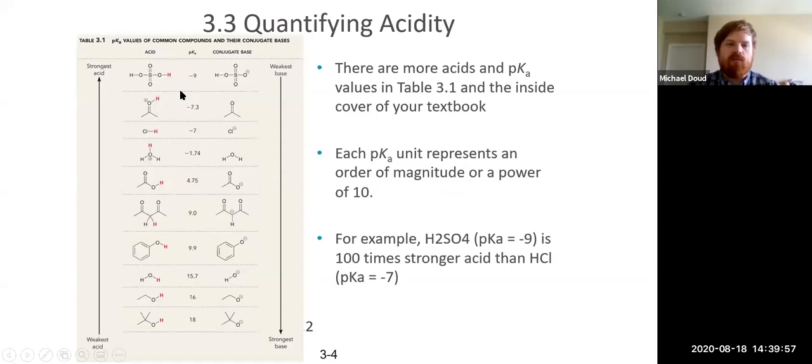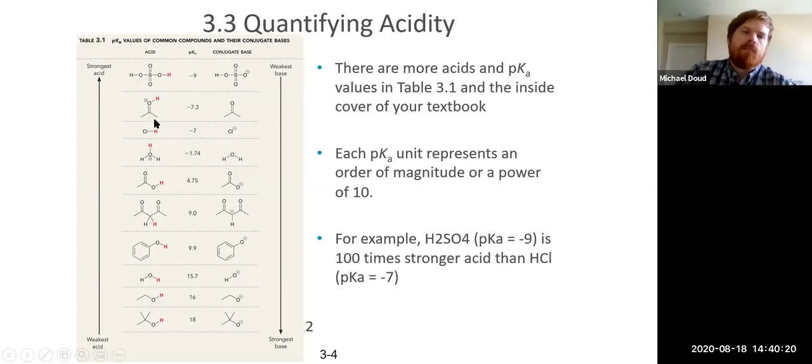So here's just a table of a few. This is from your book, table 3.1. And it gives us just a handful of acids that will come in useful. So we start with the strongest acid, really, which is sulfuric acid. It has a pKa of around negative 9. Then looking here, we can imagine this is acetone. Acetone can be protonated, but it's a very strong acid if it is.